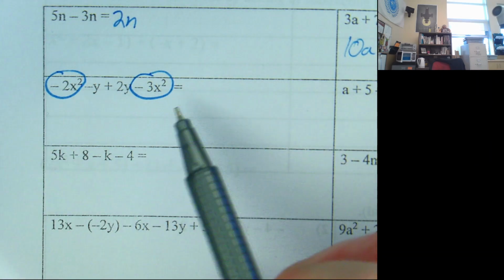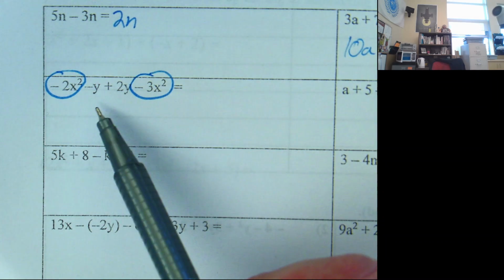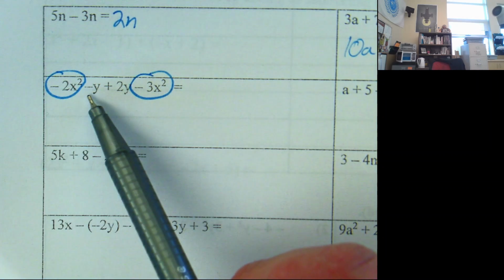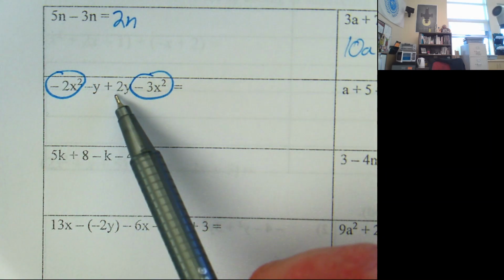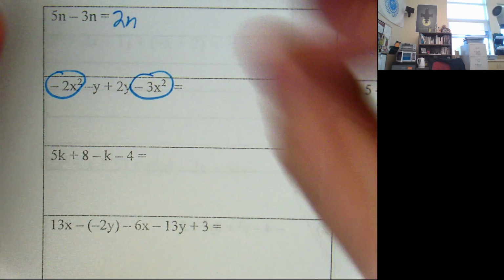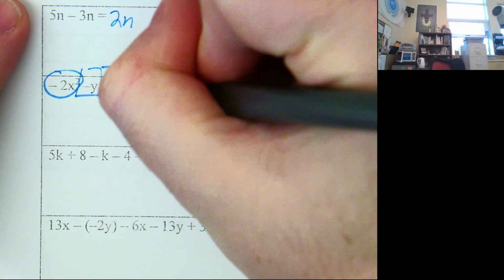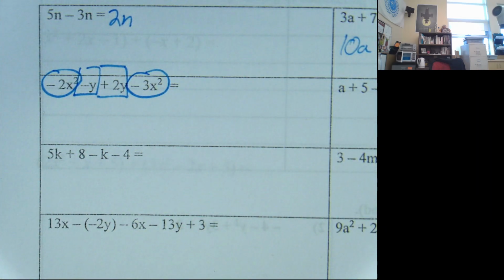Let's hold that for a second and identify other like terms. Here I've got a negative y. Do I have any like terms with negative y? No. Yes. Dakota, the positive 2y. Like terms have the same letters, and those letters have to have the same exponents. So I put a box around the negative y and a box around the positive 2y, and now I'm going to gather my circles and my boxes together.